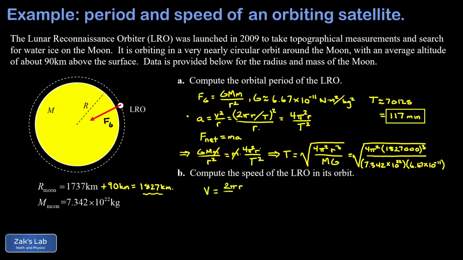Again, the speed is the distance traveled divided by how long it took, so that's 1 circumference divided by 1 period. We plug in the orbital radius in meters and the period in seconds, staying in SI units here, so that's 7,012 seconds. And when we run the numbers on this to 3 significant digits, we get 1,640 meters per second.